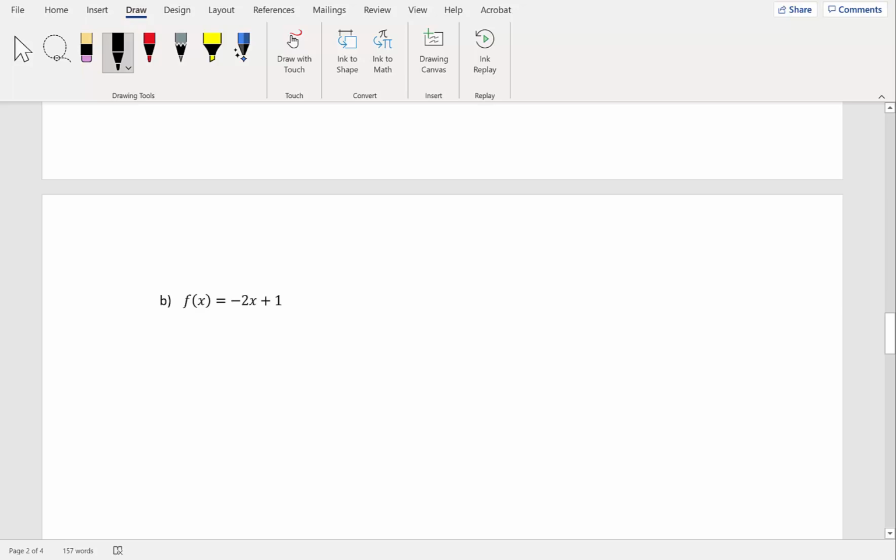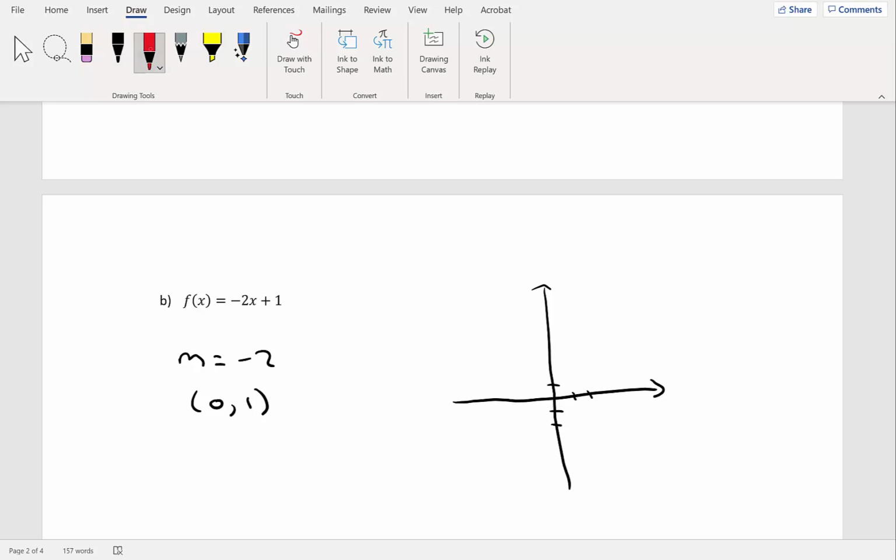Now, next example, this is also in slope-intercept form, it's just random function notation. But our m here, our slope, is -2, it's the number in front of your x, and our y-intercept is (0, 1). This is all the information that we need in order to graph. Okay, so we're going to start off with our y-intercept. We're going to start off with this point right over here, (0, 1). And now we use the slope to find one more point.